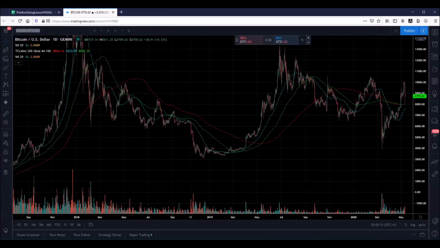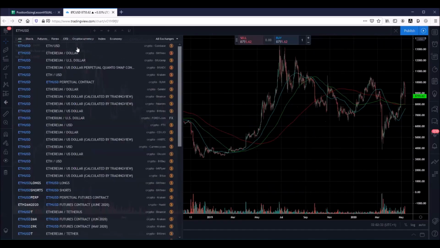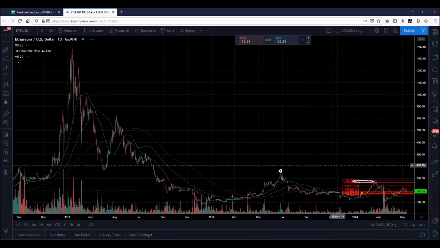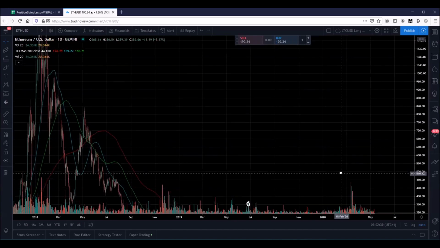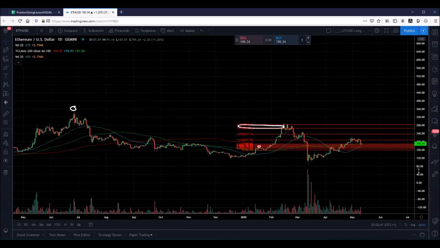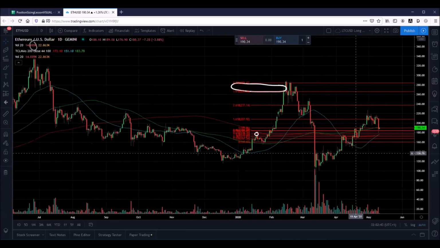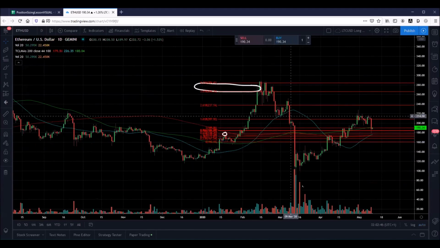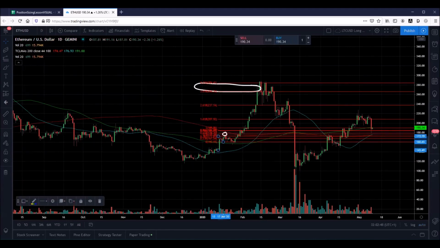Let's try our good old friend, and I'm going to use Gemini again. Ethereum. Oh, dang, I haven't touched this chart in a long time. And what do you know? They went straight to that, and then they fell off a cliff. Fun times.